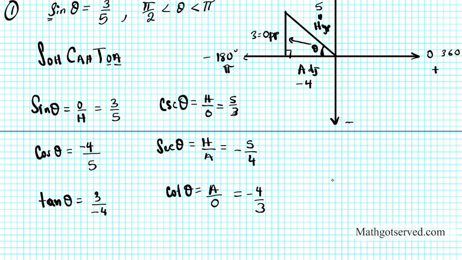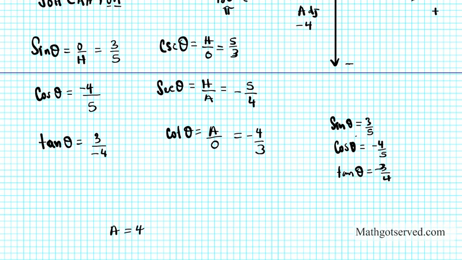Let's have them organized on the right. Sine theta equals 3 over 5. Cosine theta equals negative 4 over 5. Tan theta equals negative 3 over 4.